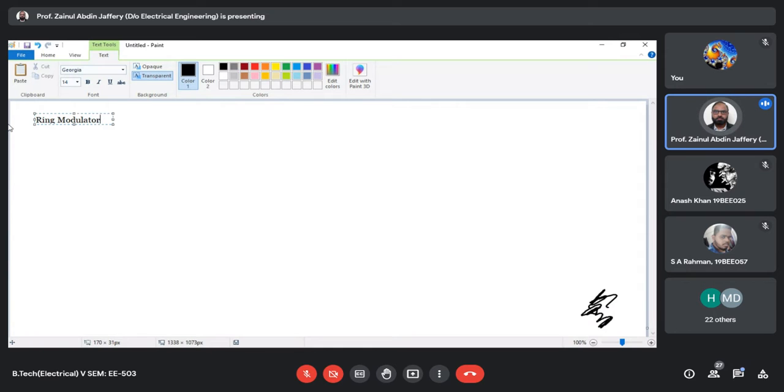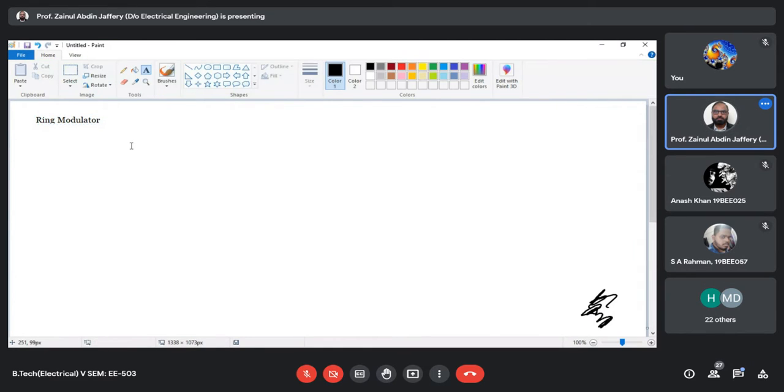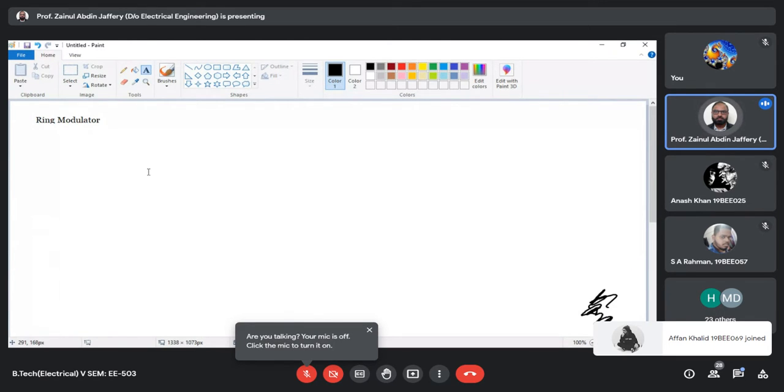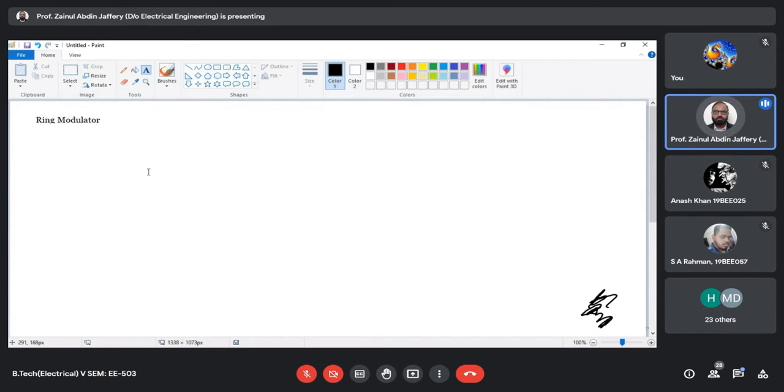So you will have this is a ring modulator. And ring modulator is a kind of product modulator actually. So it is a circuit or a device that gives the product of the two input signals.